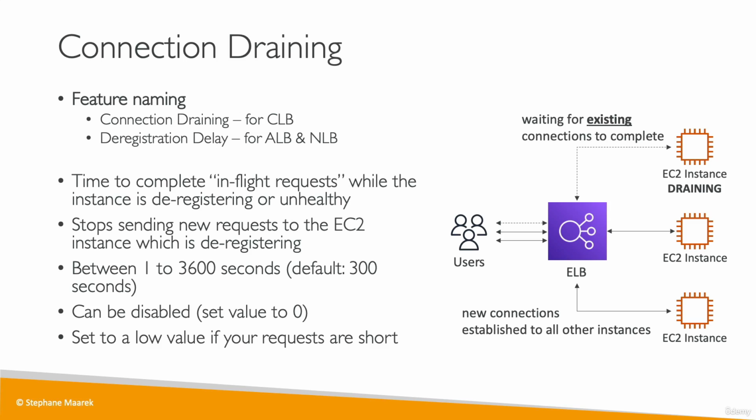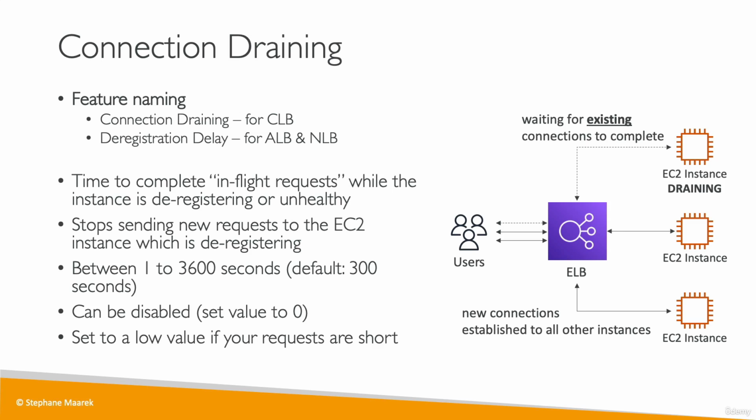Now, if you set it to a low value, this is good if your requests are short. For example, if they're very, very short requests of, let's say, less than 1 second, it's a good idea to set the draining connection parameter to maybe 30 seconds. Because then this will allow your EC2 instance to be drained really fast and then be taken offline, maybe to be replaced or something like this.